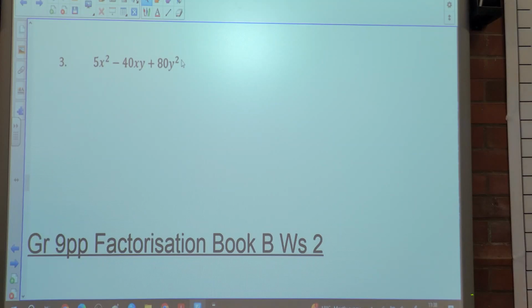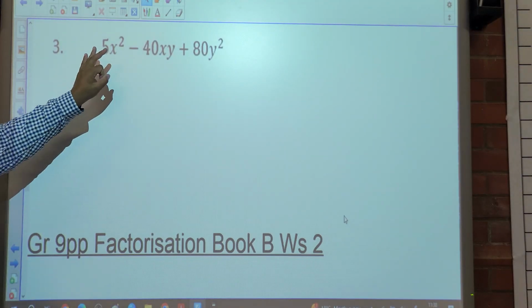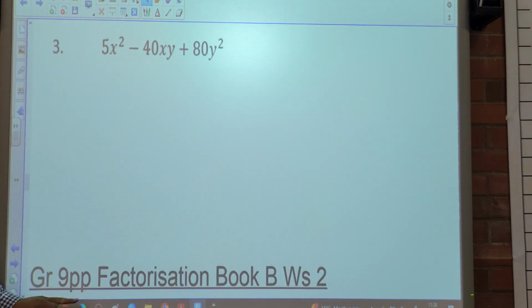Number 3. There are 3 terms. Is the first term and last term perfect squares?